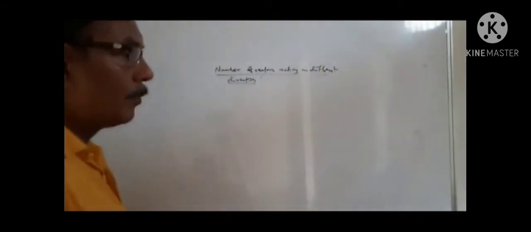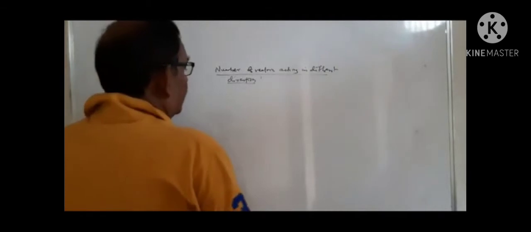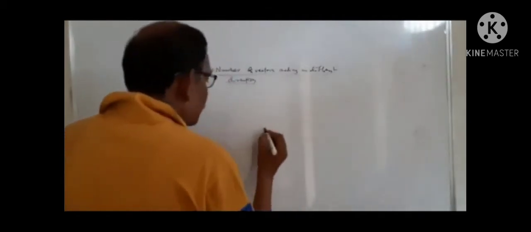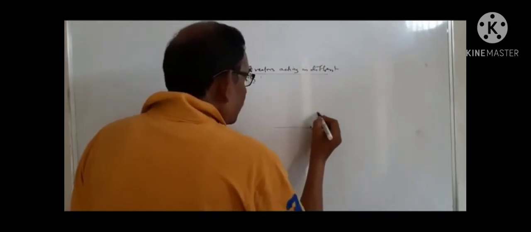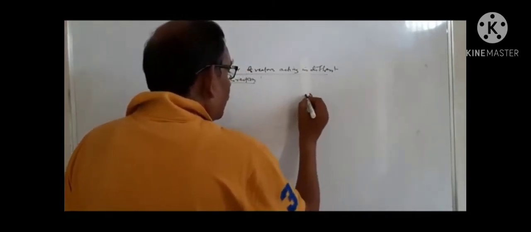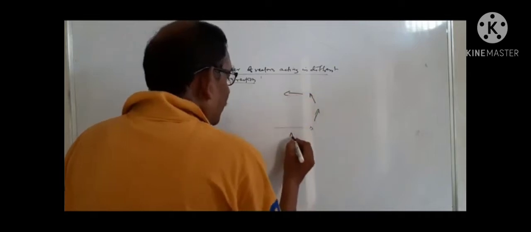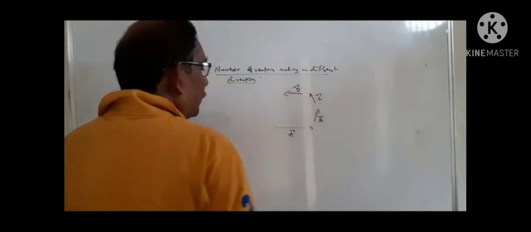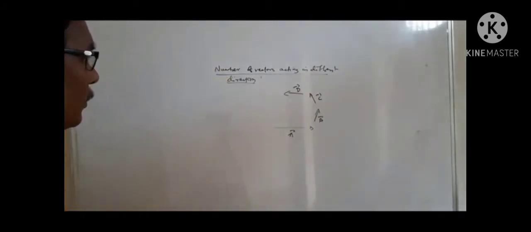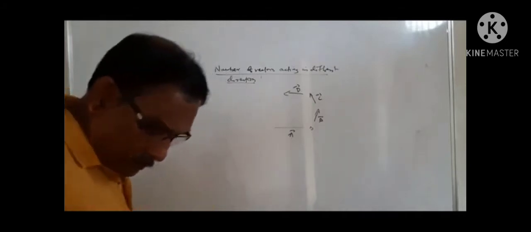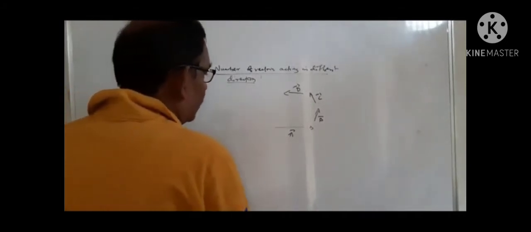You have to find out the resultant by using the law of polygon. So now, suppose vectors are given in this way: vector A, vector B, vector C, vector D. And how to add these vectors to get the resultant? Look here.